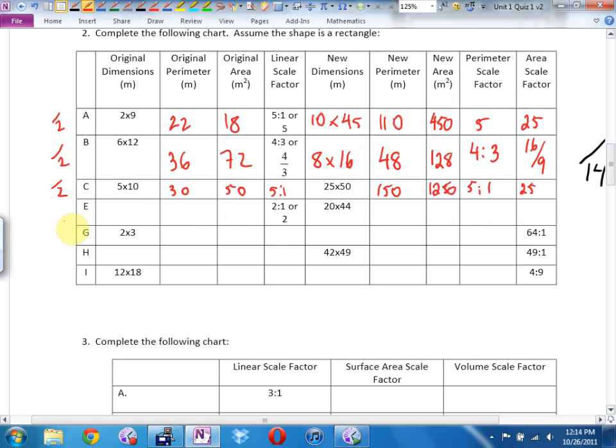New dimensions. The linear scale factor is 2 or 2 to 1, which means I must have started out with a 10 by 22 to end up with a 20 by 44. 10 by 22 will have a perimeter of 64. 10 times 22 is going to be 220. 128. 880, 2 to 1, and 4 to 1.